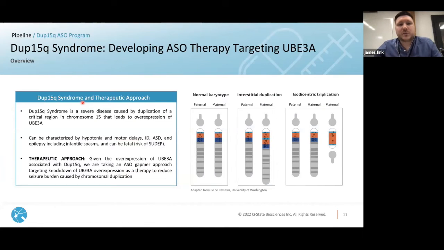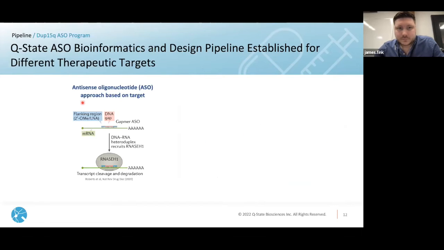So Dup15q syndrome is a severe neurological disease caused by duplication of a region of chromosome 15 that houses many tens of genes, but there is one important gene, UBE3A, that is also overexpressed. It's characterized by hypotonia, motor delays. Many of these patients present with autism, and there is an increased risk of sudden unexpected death from epilepsy. And our therapeutic approach, given this excessive UBE3A in these cells, is to take an ASO gapmer to engage RNase H and reduce the UBE3A levels, with the idea of reducing the disease burden on these patients.